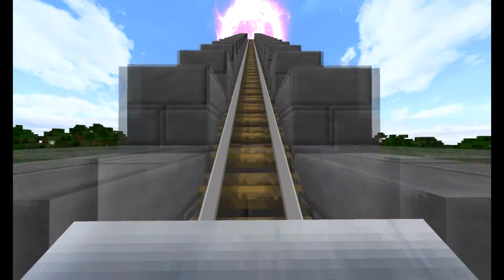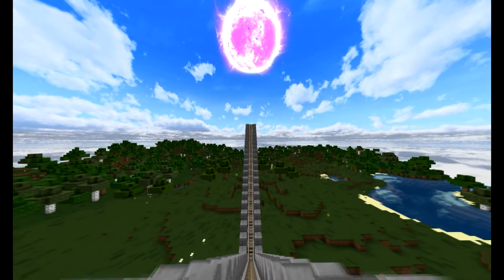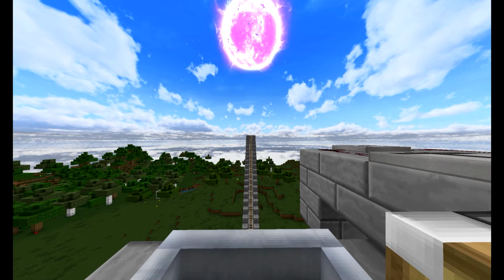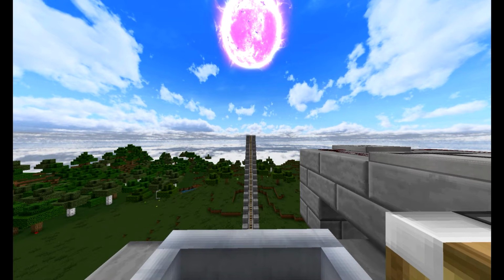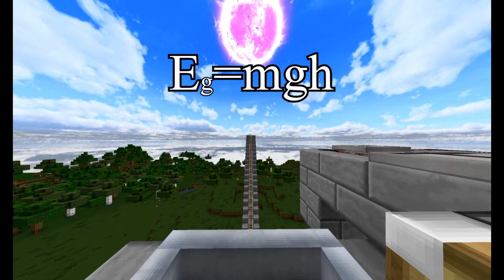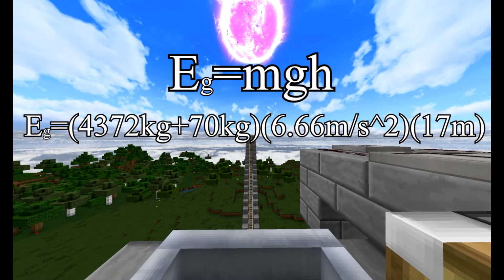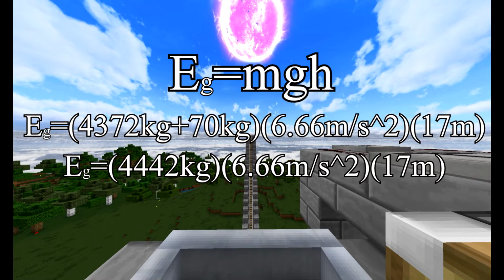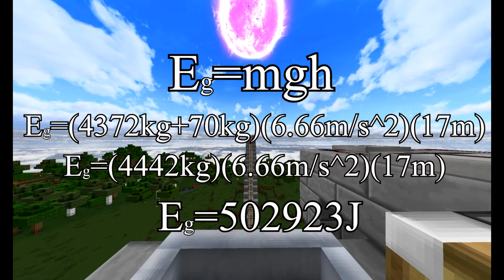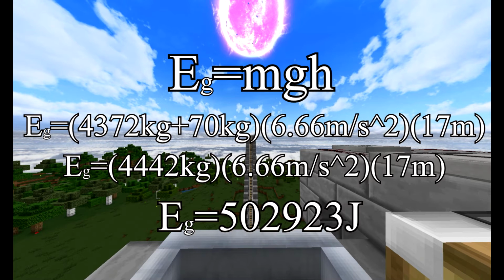The second point in the system when we have no kinetic energy is when the minecart reaches its highest height on the ramp. To figure out the energy the object has at this point, we must again use the formula for gravitational potential energy, which is the mass of the minecart plus player times the gravitational acceleration times the height. As we can see, the minecart does not travel to the height it started off with, so instead of using 20 meters, we will be using 17 meters in our calculation.